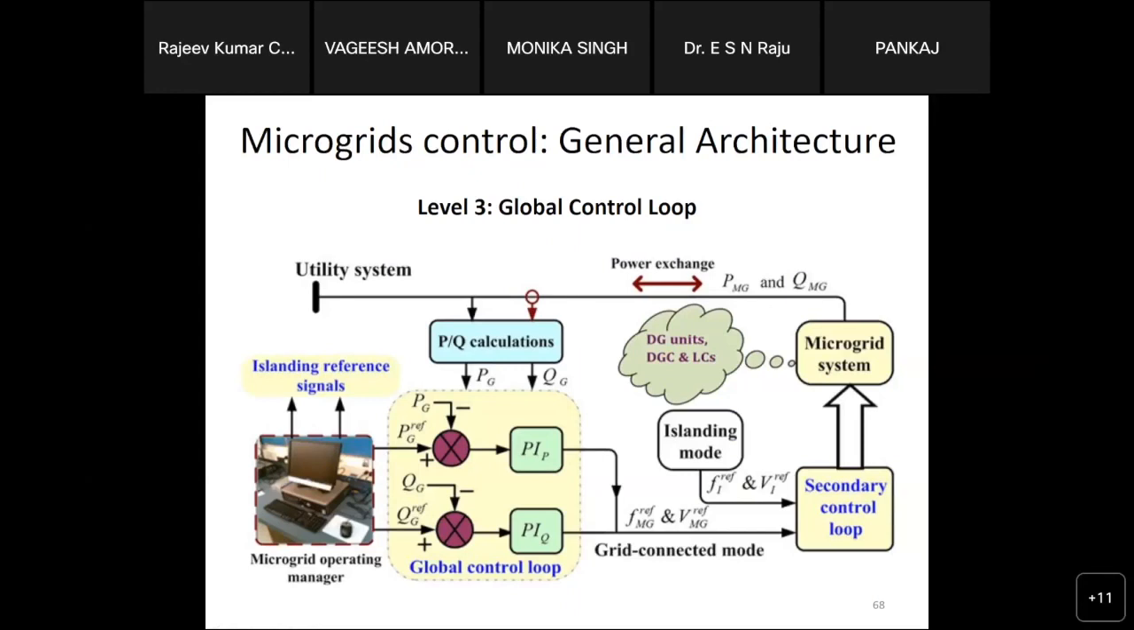The secondary control gives the voltage and current references for the primary control. Based on that, we have coordinated operation of all the DERs, including the DC units as well as the local controllers. So this is the global loop control.